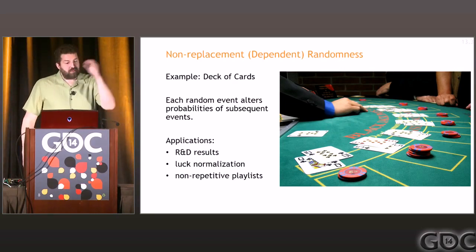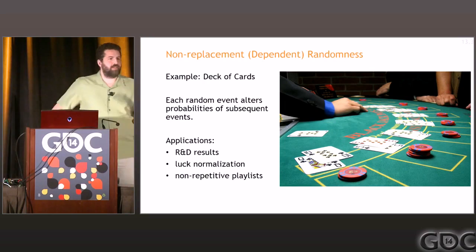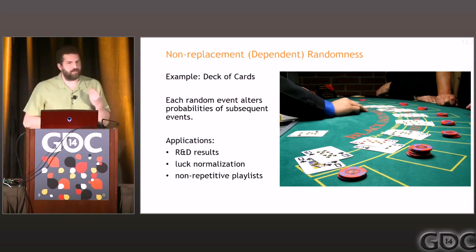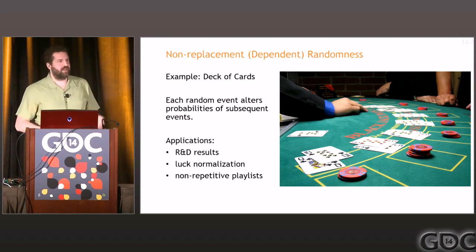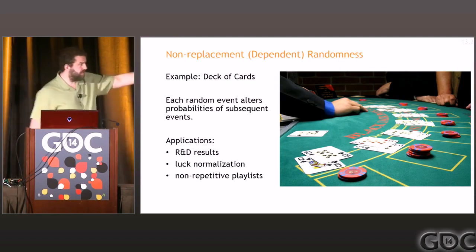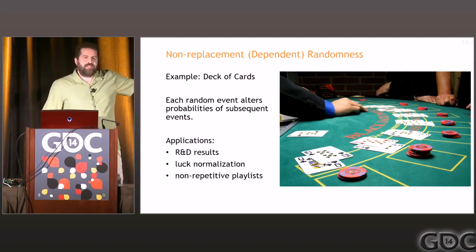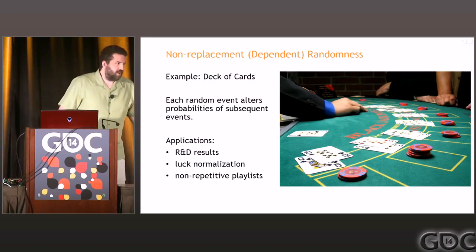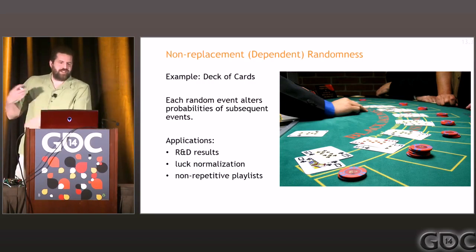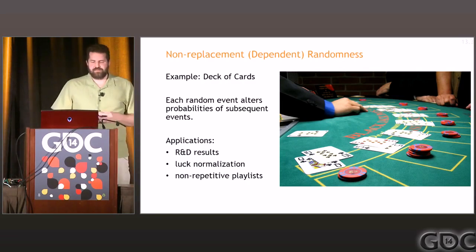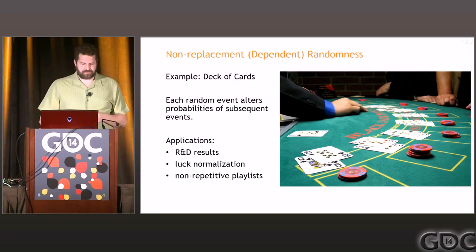So if we use non-replacement randomness for that, we could basically say there's a deck of cards you get, and you're buying good cards to put into the deck, but they're going to come up eventually, sooner or later. And each bad result that I pull out of the deck increases my chances of getting a good result. I can use that for luck normalization, too. If I perceive that the player is getting bad luck, I can skew the results to give them better luck, which is an interesting and controversial idea.